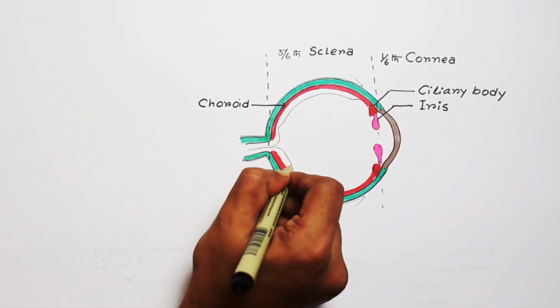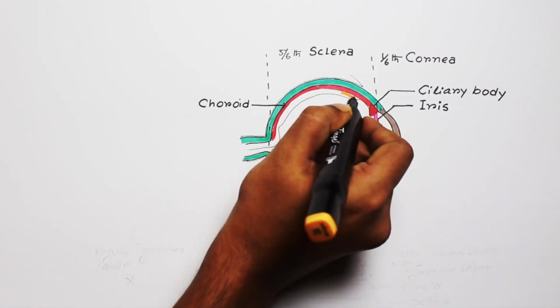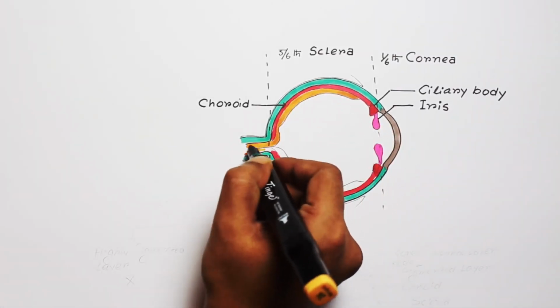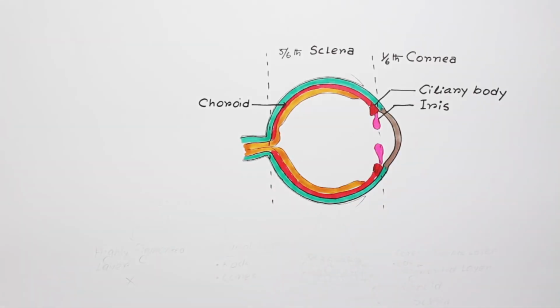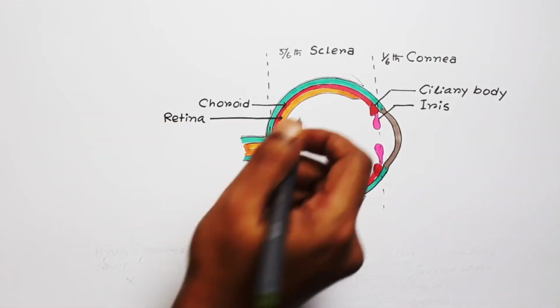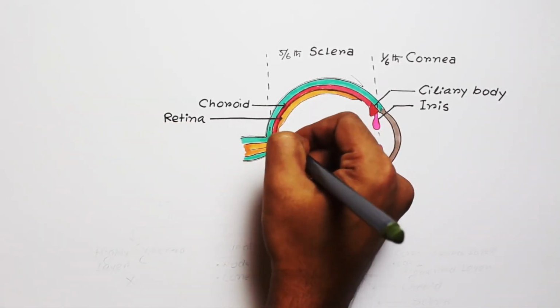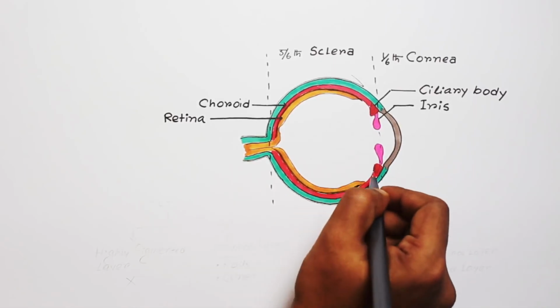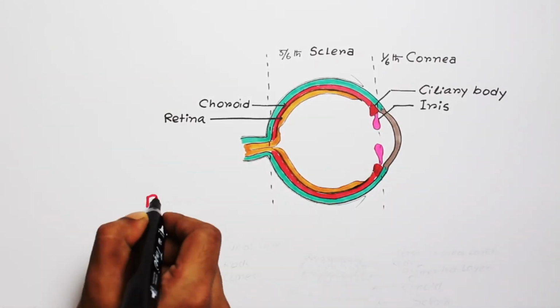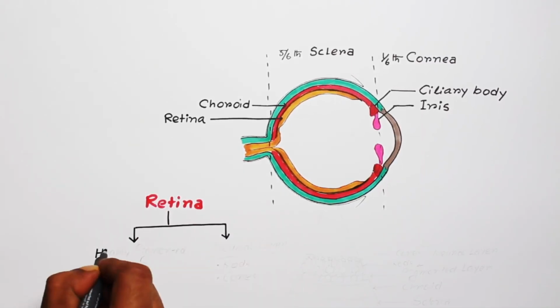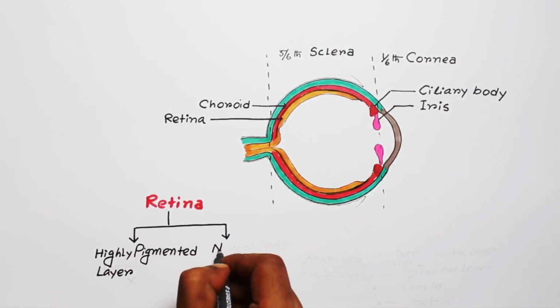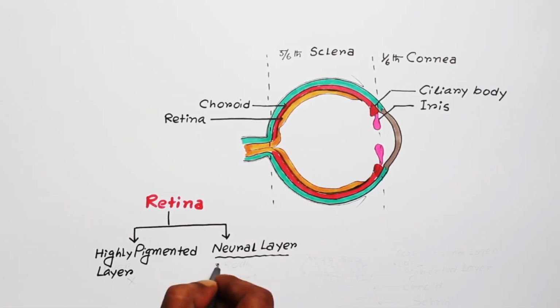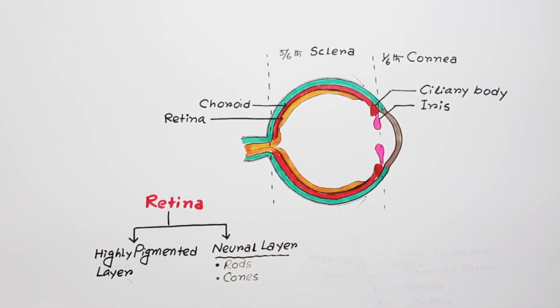Now, the most important part is the inner layer. Only this layer can convert electromagnetic energy into electrochemical signals. This layer is called the retina. If you enlarge this portion, you will see the retina has two parts, one highly pigmented layer and a neural layer. This highly pigmented part is firmly attached to the choroid. Now the interesting point you should remember: rods and cones are not present in the pigmented layer. They are actually present in the neural layer.